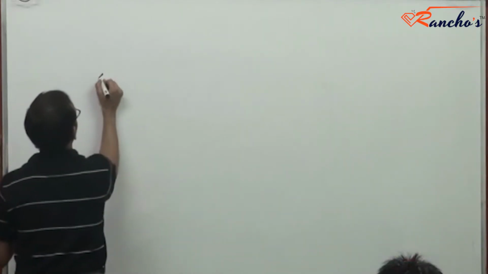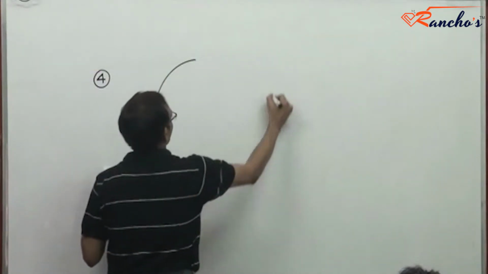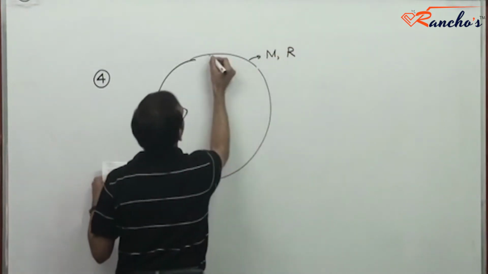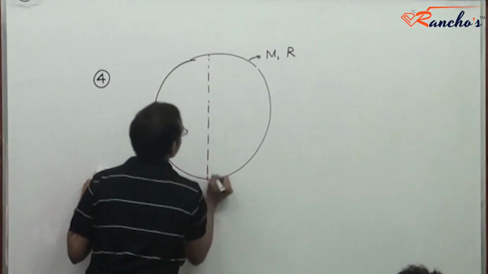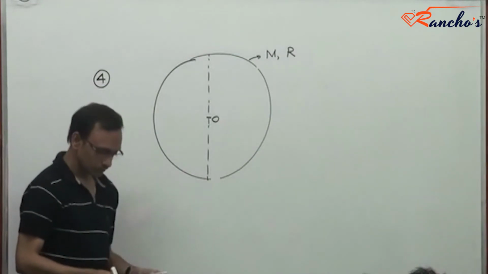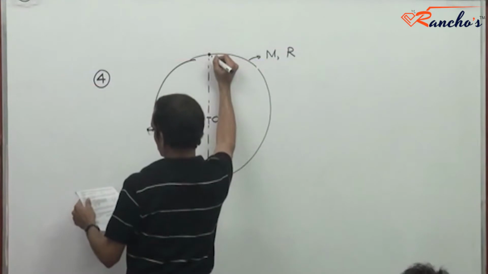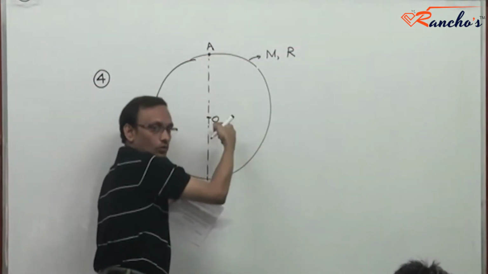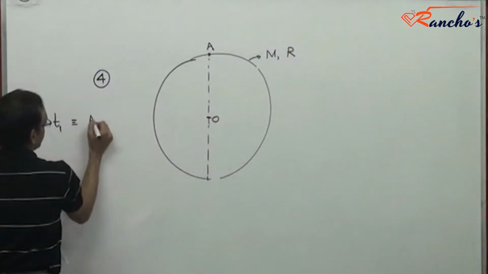Question 4. Earth, mass m and radius R, and there is a through and through tunnel dug along the diameter. And T1 is the time it takes to go from the surface of the earth to the center, from A to O. Alright. T1 is from A to O.